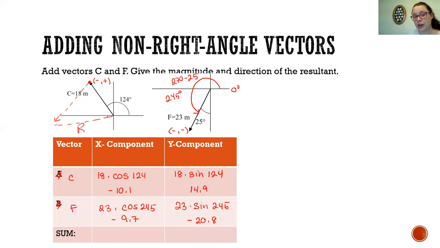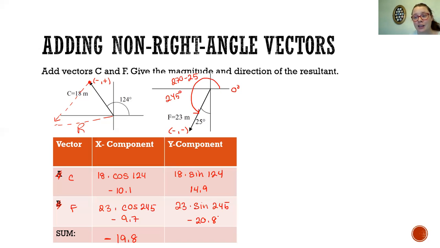Now we want to add them together. So in the x direction, so pulling this way, we notice it's more towards the x than either vector C or vector F. So we're going to add these two together. Adding them together, we get 19.8 negative. Two negatives gets more negative. Y component, we have 14.9 positive, 20.8 negative.